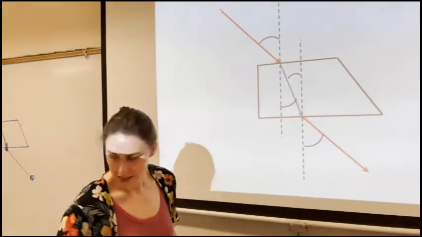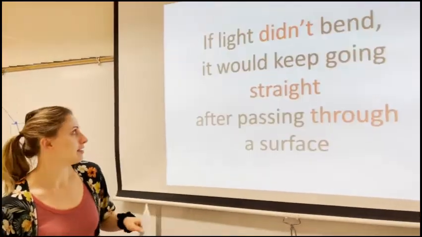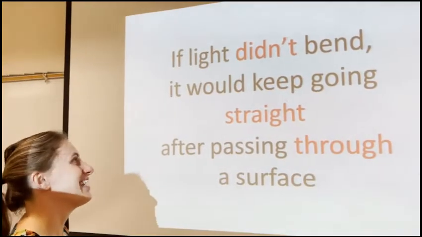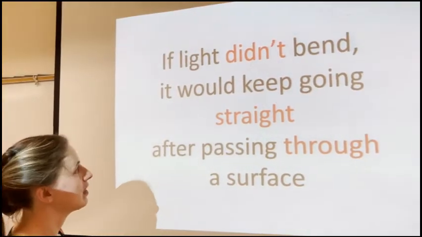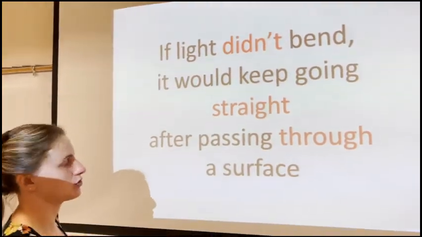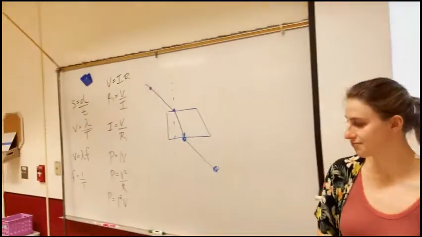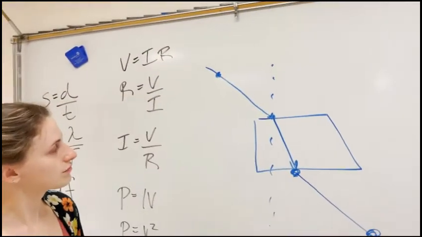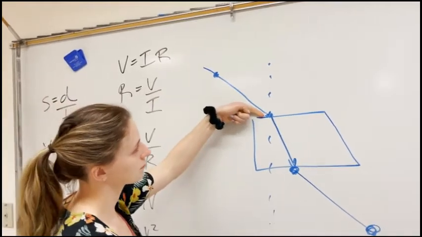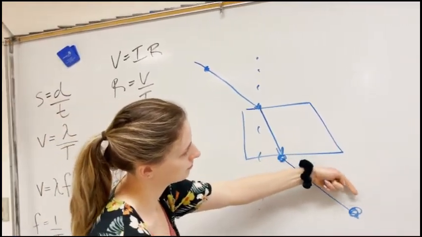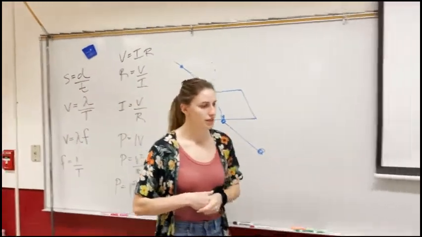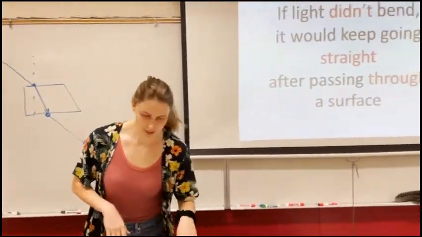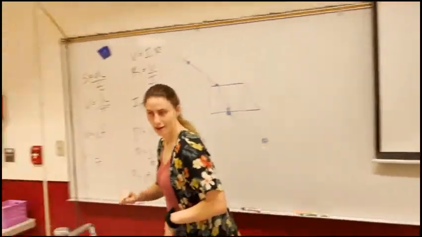The last thing I'm going to say before we head off to our lab is, if light didn't bend, it would keep going straight after passing through a surface. Over here in this little diagram, the incident ray to the surface, if it didn't bend, would just keep going straight. But that's not what happens. In fact, light bends. So let's go ahead and do this. I think we're ready.